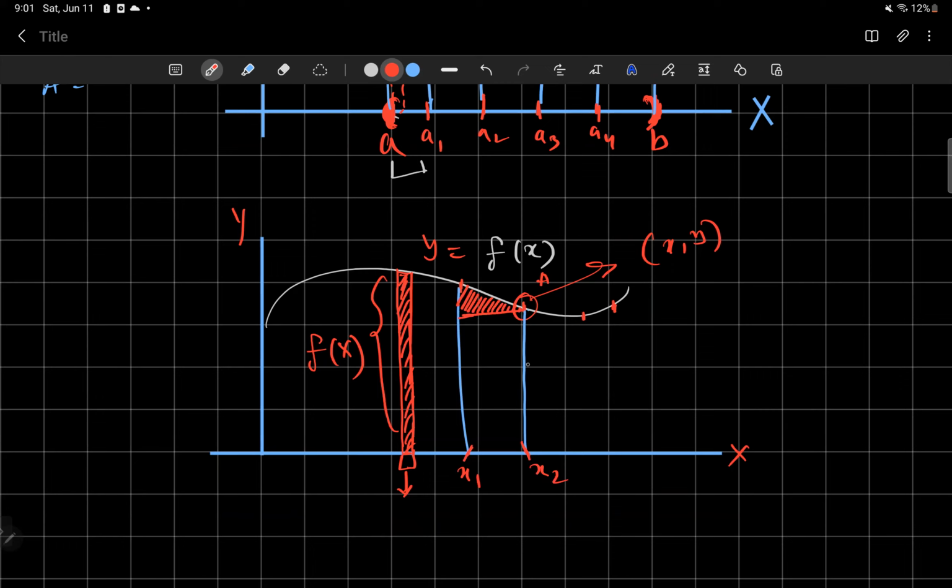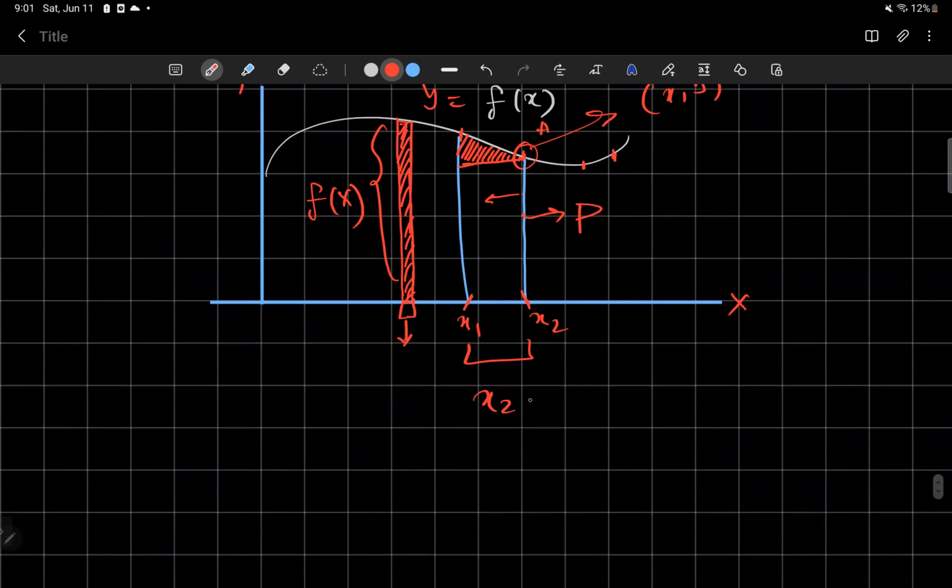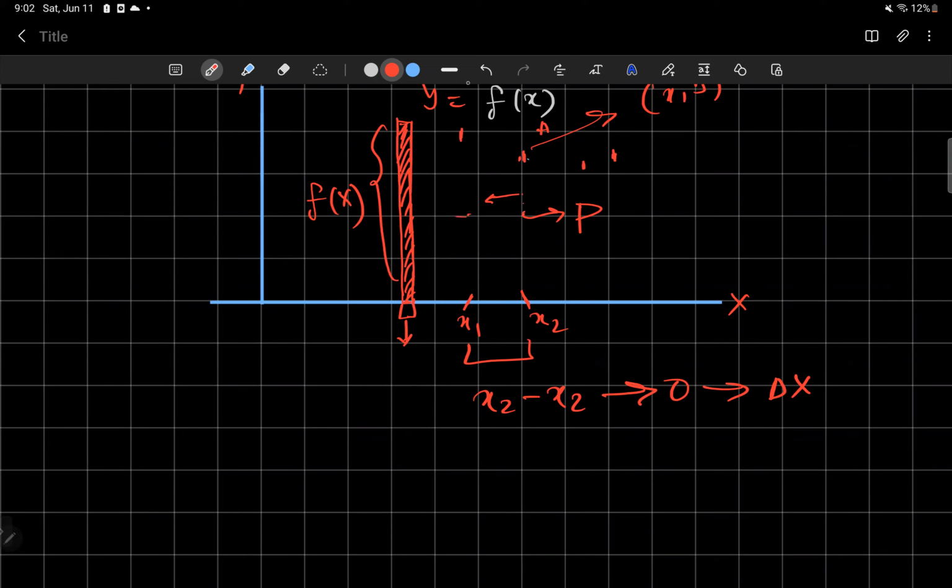We don't want any errors and stuff like that. So let's give this line a name, let's say P. We move this P to the left to such an extent that the difference between these two points tends to 0. And we call it del x. So once the difference between x1 and x2 tends to 0, these two lines will be very close together, right?